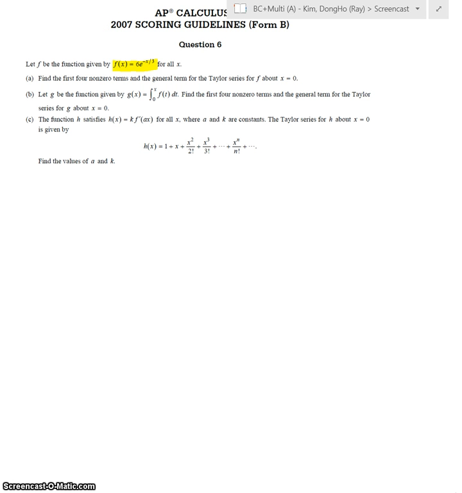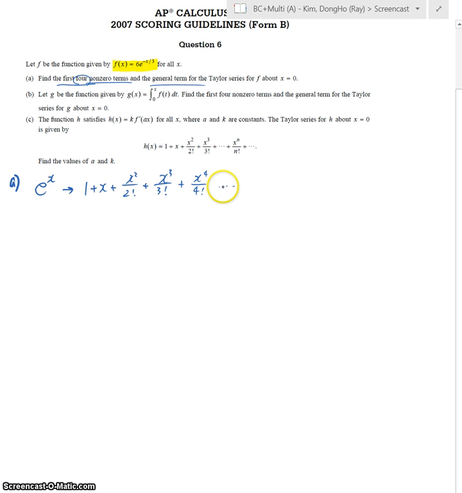Our first question, part A, is asking us to get the first four non-zero terms and the general term for the Taylor series. This f of x looks very similar to what we know, e to the x, and we're supposed to memorize e to the x. It's really important to memorize it. As you know, the Taylor definition of e to the x equals this.